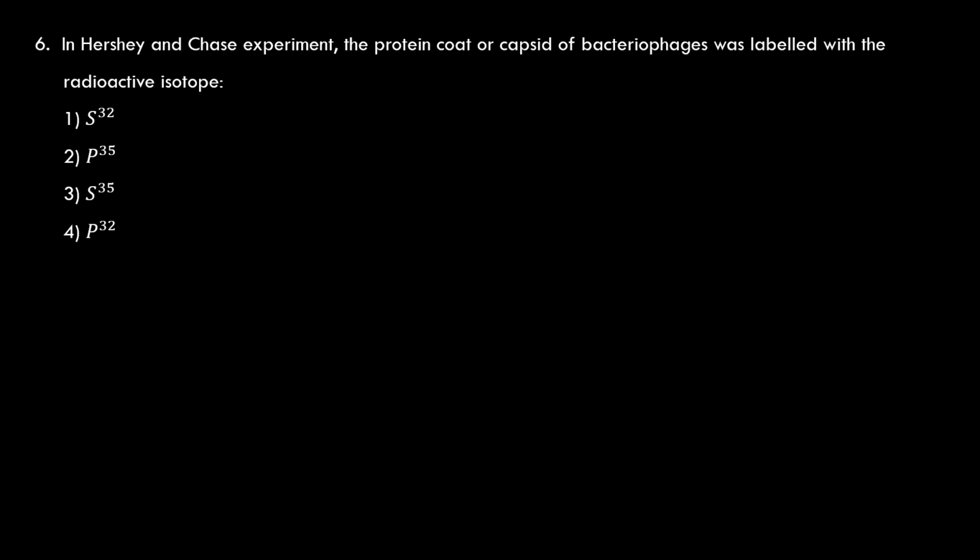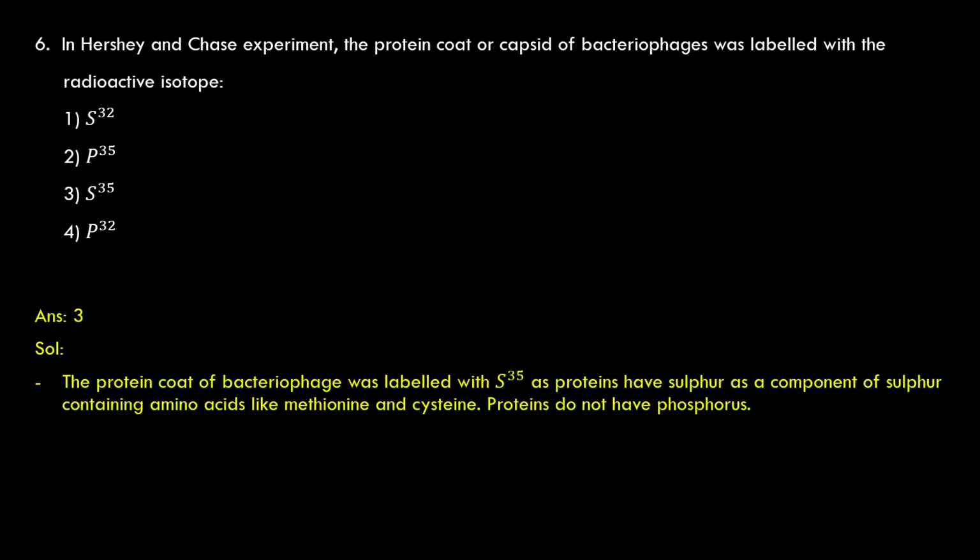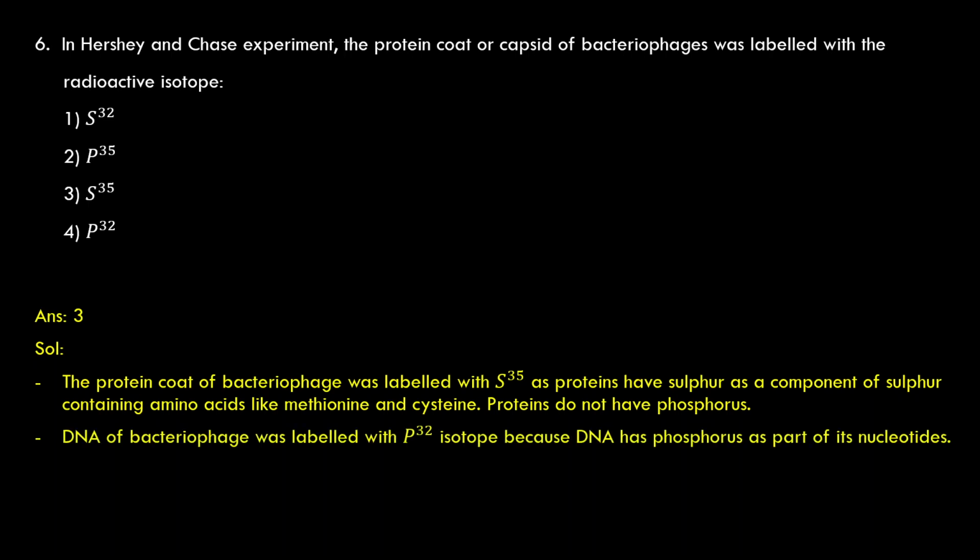So S35 must be the correct one. Third option must be the correct one. The protein coat of bacteriophage was labeled with S35 as the proteins have sulfur as a component of sulfur containing amino acids like methionine and cysteine. Proteins do not have phosphorus. And the nucleic acid DNA doesn't have sulfur. DNA of bacteriophage was labeled with P32 isotope because DNA has phosphorus as part of its nucleotides. They have not used S32 and P35 isotopes.